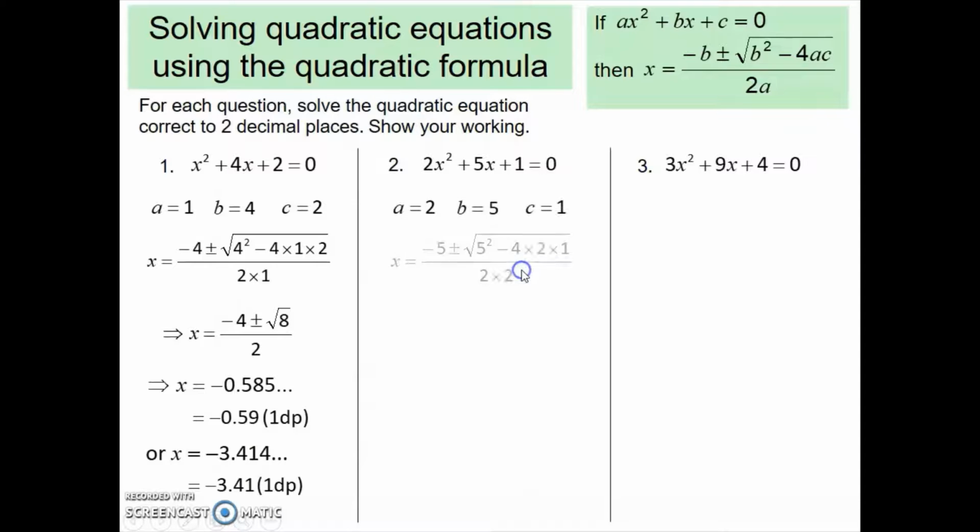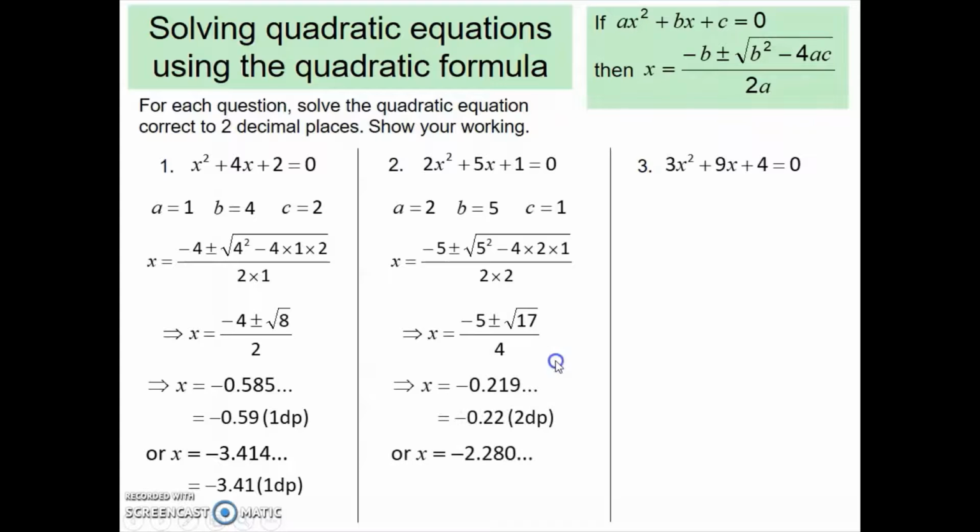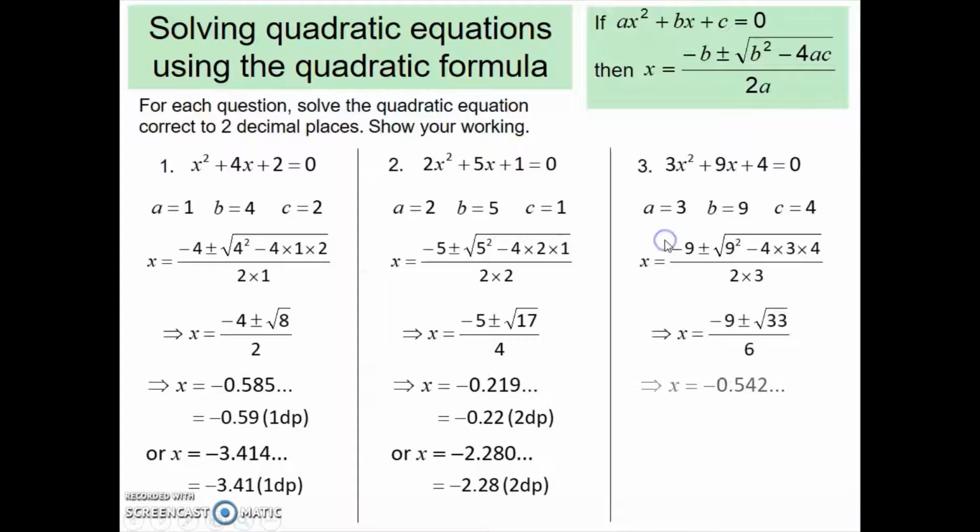Question 2, we take a very similar approach and we end up with our 2 rounded solutions of x. For number 3, we highlight A, B, and C, substitute into the quadratic formula, and we round our 2 solutions of x. Very well done if you are able to confidently show your full working out on those 3 questions.